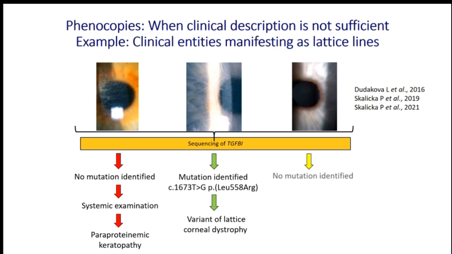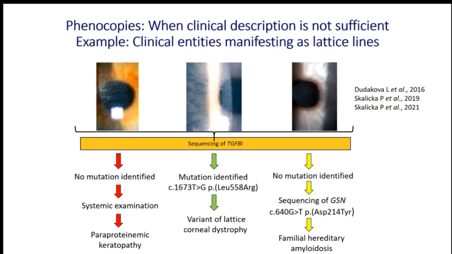In the third patient, again, we didn't find any TGFBI mutation. However, after several years, although the patient did not have any systemic signs, we performed screening of the gelsolin gene and did identify a heterozygous mutation explaining this phenotype. So the final diagnosis was familial hereditary amyloidosis.